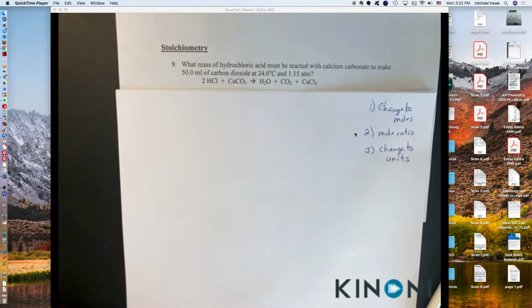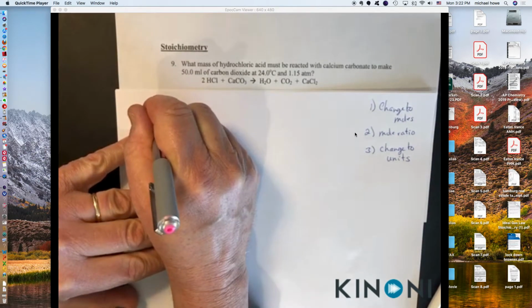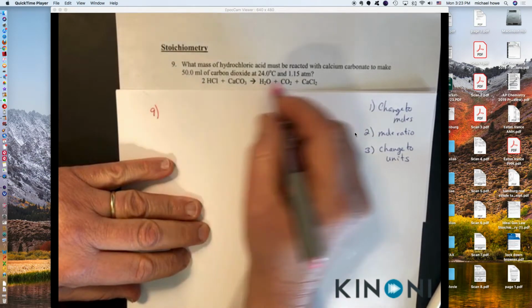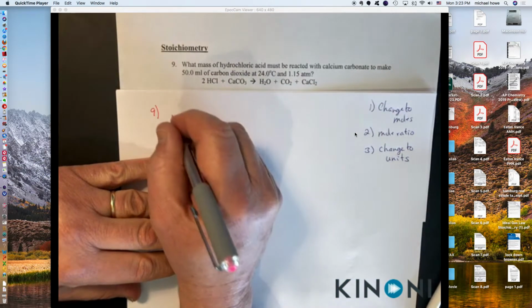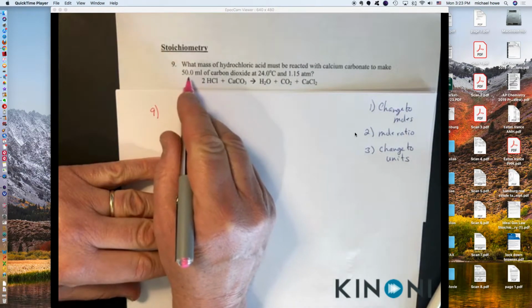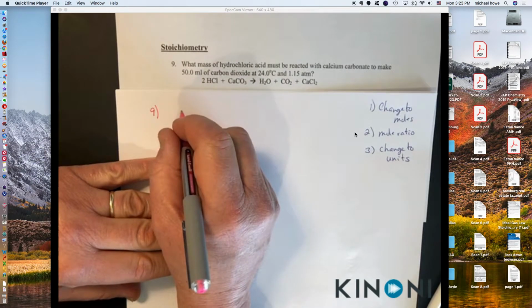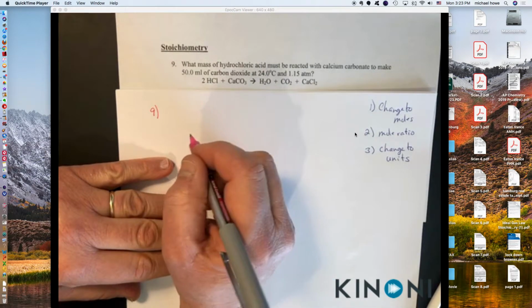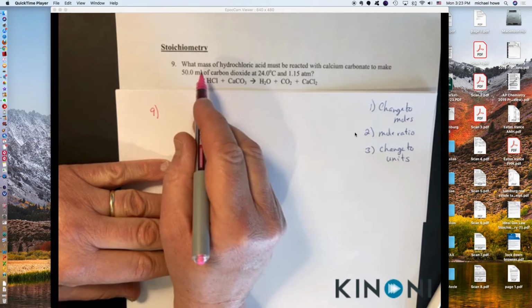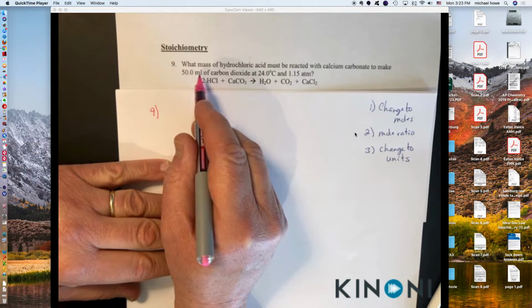So let's see if we can do this problem using those 3 steps. So number 9. You're looking for the mass of hydrochloric acid that can be reacted with calcium carbonate to make 50 milliliters of carbon dioxide. So we need to change our 50 milliliters into moles. In previous problems, we would have just used the 22.4, and changed this to liters, and 1 mole is 22.4 liters.